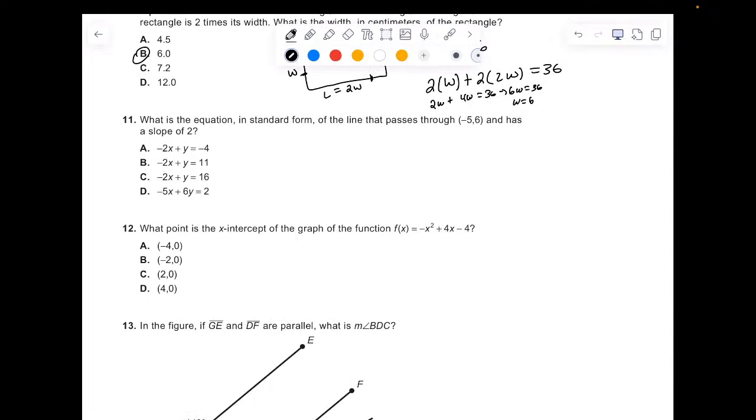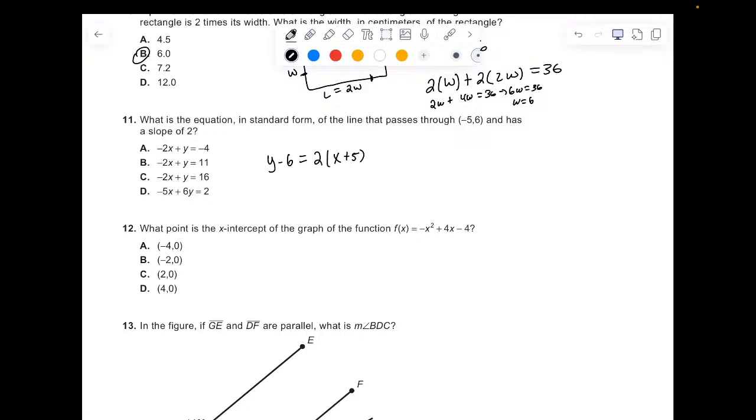What is the equation in standard form of the line that passes through -5, 6 and has a slope of 2? Wow, okay. So I'm going to do point slope form, which is y minus y1, which in our case is 6, is equal to, oh my goodness, is it slope times x minus x1, so plus 5? That looks about right.